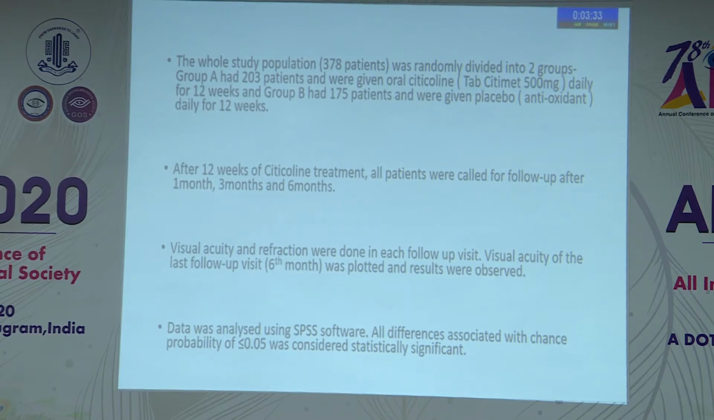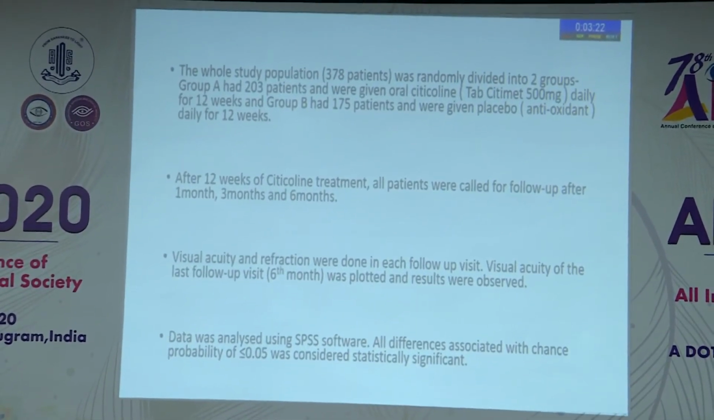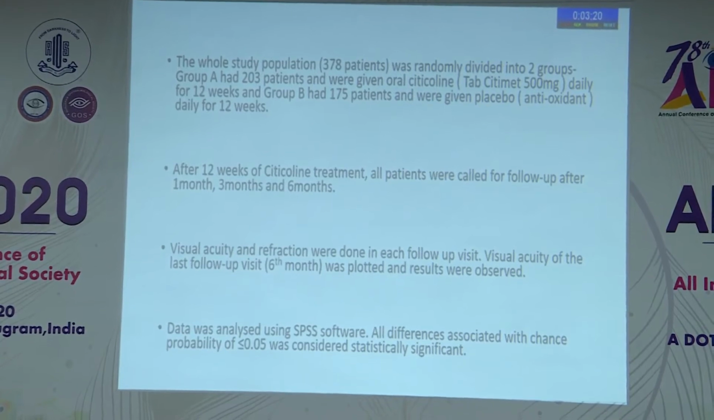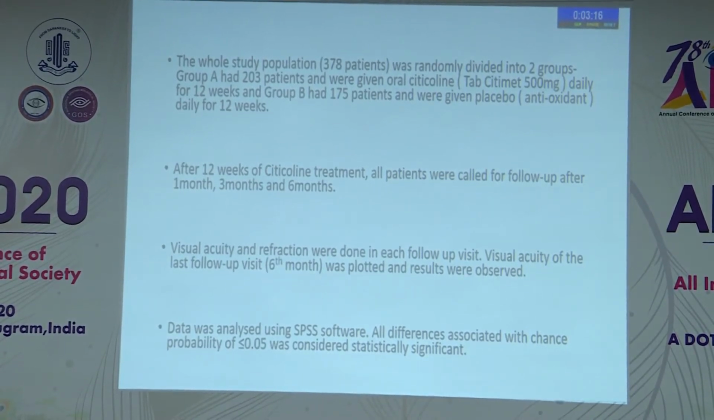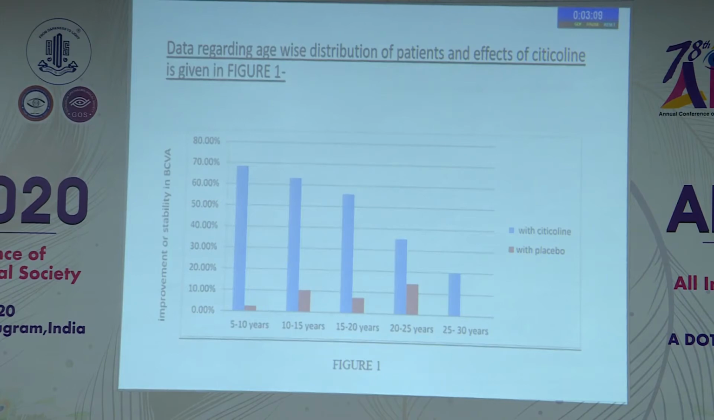After 12 weeks of citicoline treatment, all patients were called for follow-up after 1 month, 3 months, and 6 months. After the last follow-up of 6 months, visual acuity and refraction were done, plotted, and results were observed. Data was analyzed using SPSS software, and differences associated with a chance probability of less than or equal to 0.05 were considered statistically significant. Results. This is the data regarding age-wise distribution of patients and effects of citicoline.